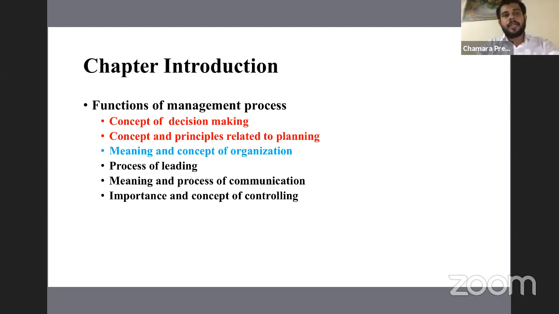Now let me talk a little bit about what we discussed in the previous two sessions, where we defined what planning is. Basically, planning is all about defining goals, right? In management, once we define goals, the next thing is to identify and divide all these tasks and allocate them to different employees or persons, and that is all about organizing. That is what we are going to discuss in detail today, right?